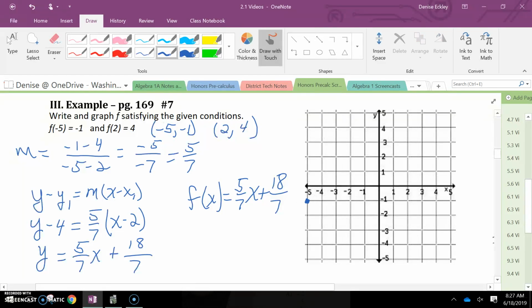And then the other point was 2, 4. And then I'm going to draw a line connecting them. Like that. And there we go.